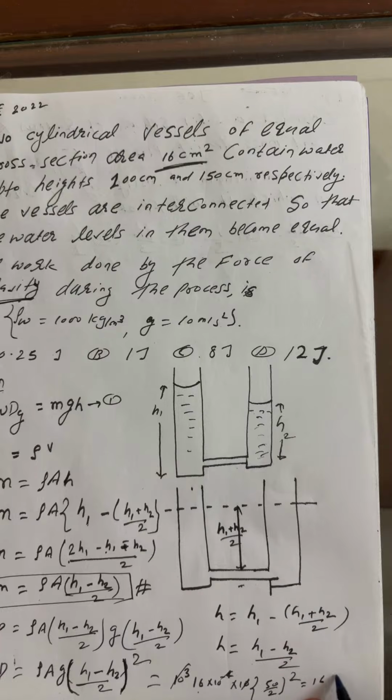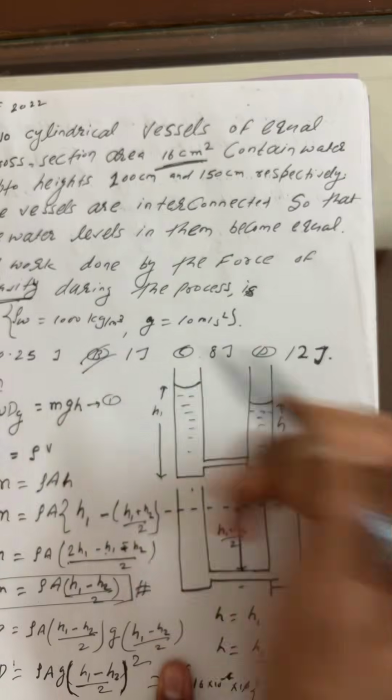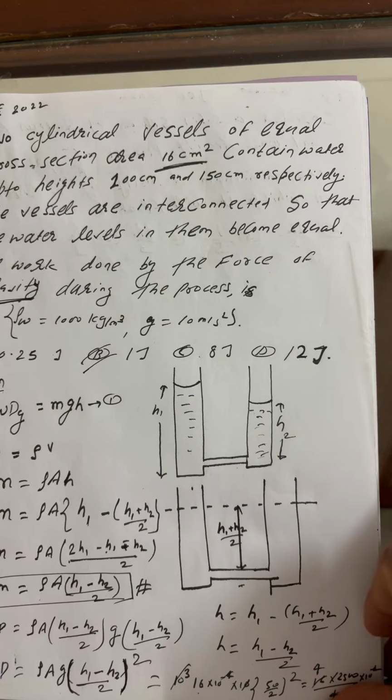16 into 2500 by 4. Four fours are 16. Again here we will get 10 to the power minus 4, multiplied by 10 to the minus 4. So finally you will get 1 joule. Hence option B. These questions came here.